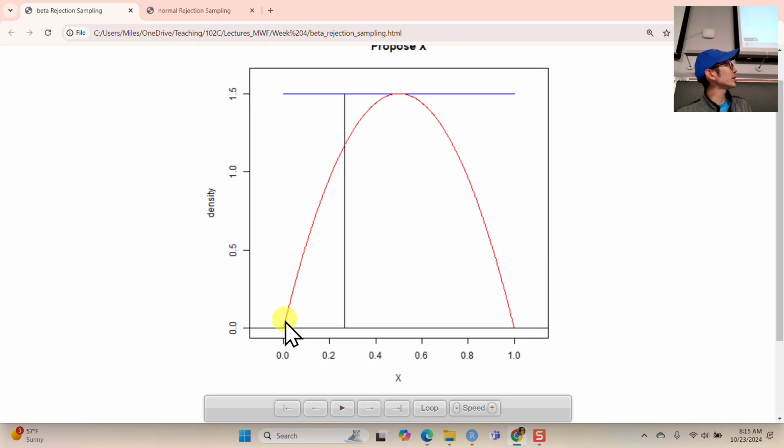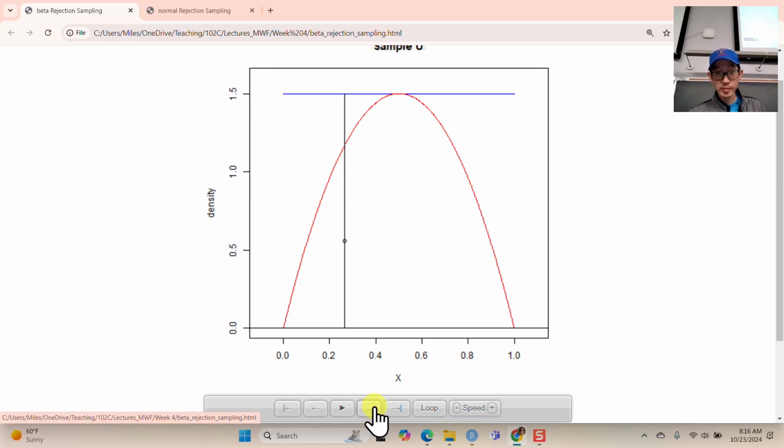And down here, when f is 0, the acceptance ratio is 0. Right around here, I don't know what the acceptance ratio is. It's like 80% of the way. If it's halfway right here, the acceptance ratio would be like 0.5.